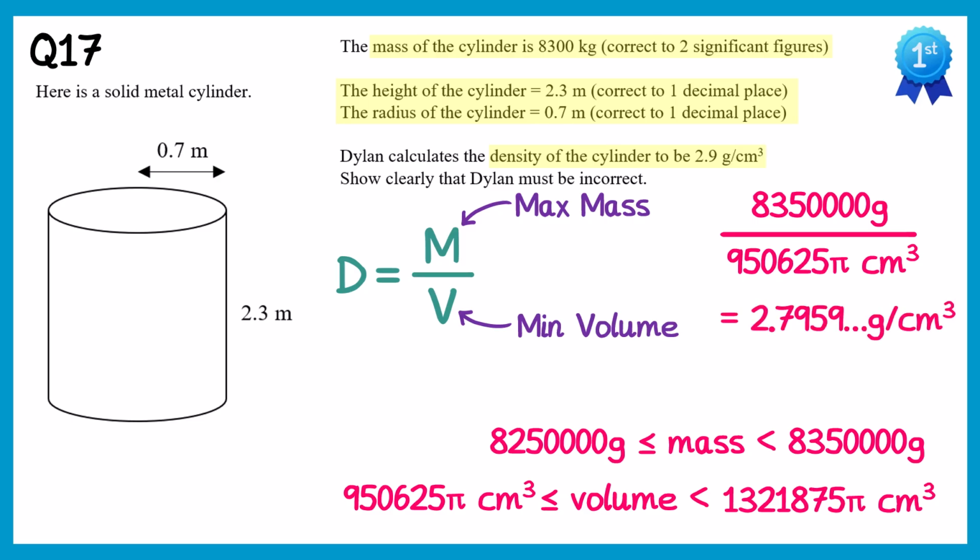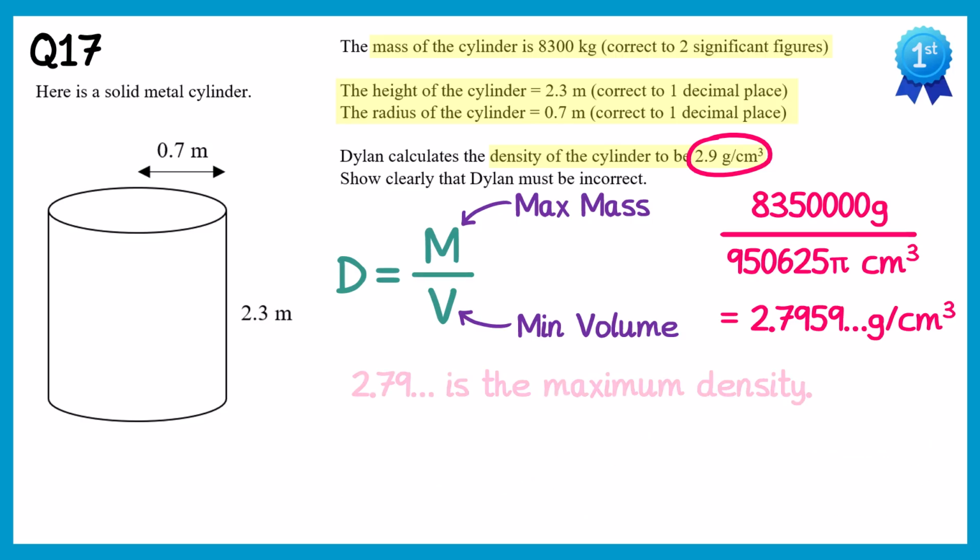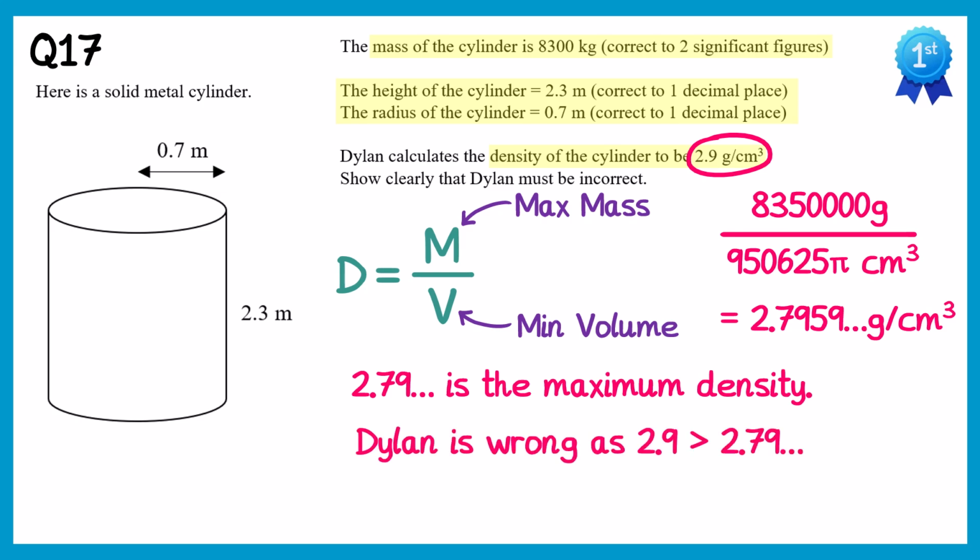So we've just demonstrated that the maximum possible density is 2.7959 and so on grams per centimetre cubed. This means that Dylan's answer of 2.9 isn't possible, because it's greater than the maximum possible density. So we could say 2.79 and so on is the maximum density. Dylan is wrong, as 2.9 is greater than 2.79.